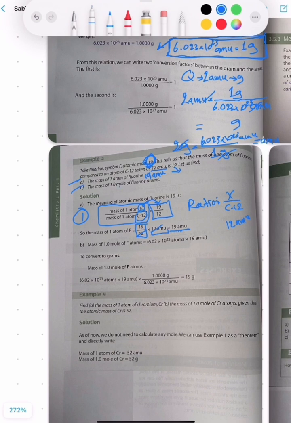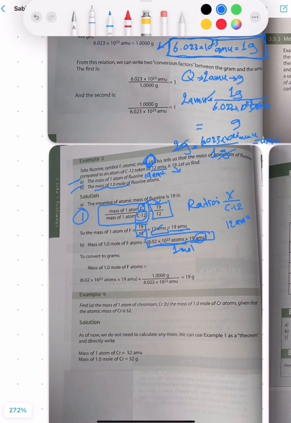B, the mass of 1 mole of fluorine atoms. What do we do? We use conversion factors. How? First, you have 19 AMU, you multiply it by Avogadro number. Step number 1. So now we have the number of atoms, or in AMU, we have units of AMU. You want the mass, because the question is asking you for the mass of 1 mole. So what do we do? First, convert it into 1 mole. This is exactly 1 mole, because 1 mole is equal to Avogadro number.